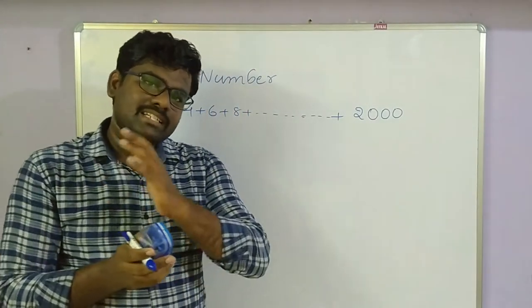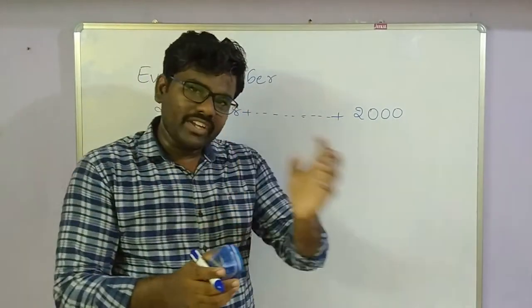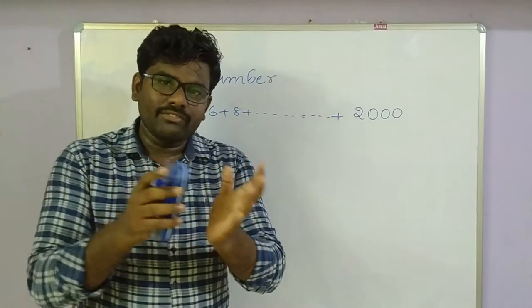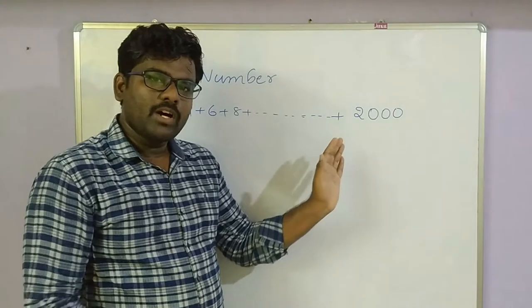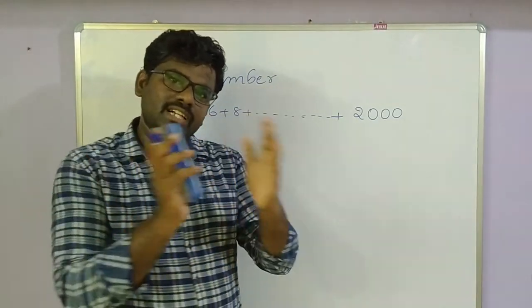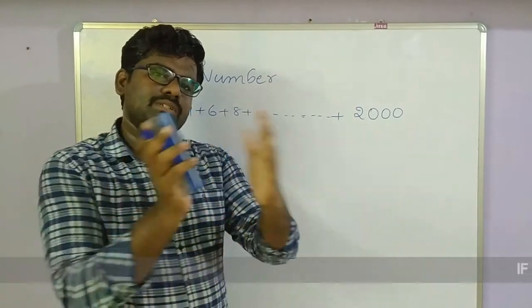Up to 10, there are 5 even numbers and 5 odd numbers. Up to 50, 25 even numbers, 25 odd numbers. Up to 100, 50 even numbers, 50 odd numbers. In the same way, up to 1000, 500 even numbers, 500 odd numbers. Up to 2000, 1000 even numbers, 1000 odd numbers.